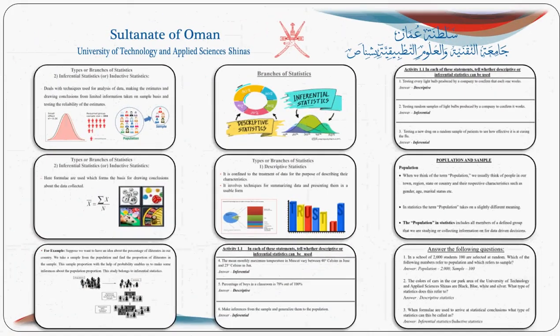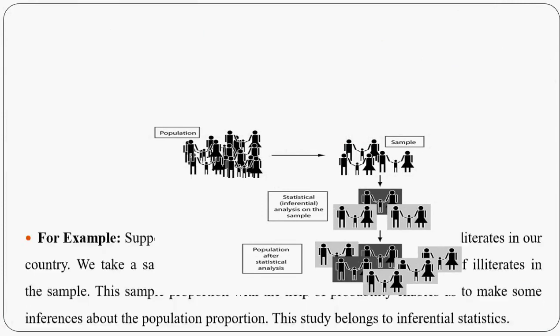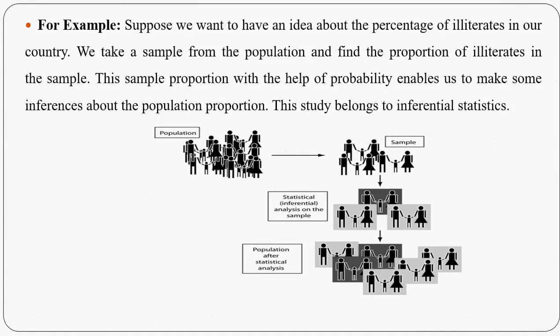Now let us understand what is the meaning of sample with simple examples. Suppose we want to have an idea about the percentage of illiterates. Illiterates means people who have not gone to school or colleges. Suppose we want to have an idea about the percentage of illiterates in our country, we take a sample from the population and find the proportion of illiterates in the sample. You can look at the figure which is given below.